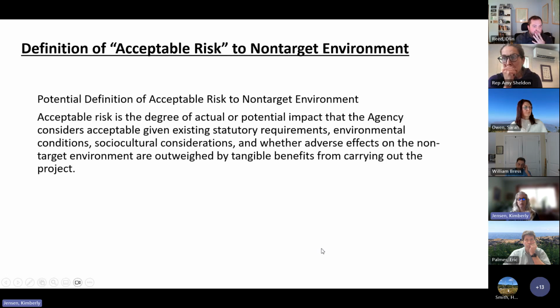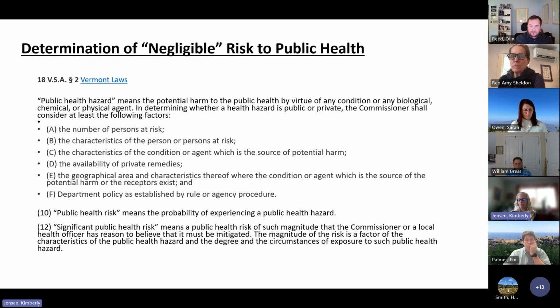Okay, hearing none, I will move to the acceptable risk. So this is the potential definition that we can use and put in the report. And this is the determination of negligible risk to public health. So I'll ask Sarah to comment, please, on this.